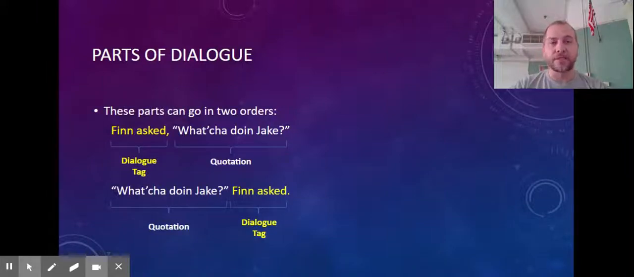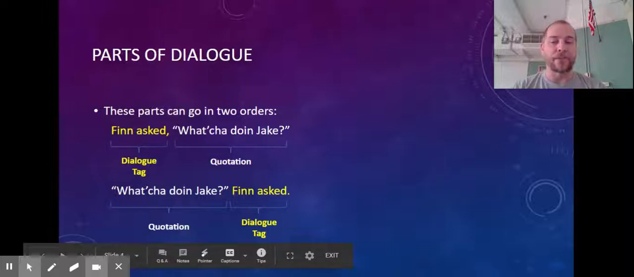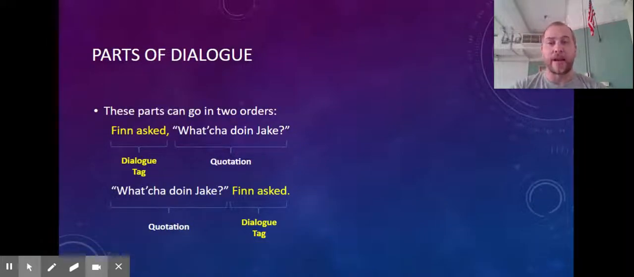Now, these two parts can go in any order. You can put the dialogue tag before the quotation, such as Finn asked, "What you doing, Jake?" Or you can put the dialogue tag after the quotation. "What you doing, Jake?" Finn asked. There's no right or wrong way to do this, and it'll be a decision that you make as a writer as you're writing where you want those dialogue tags to be.